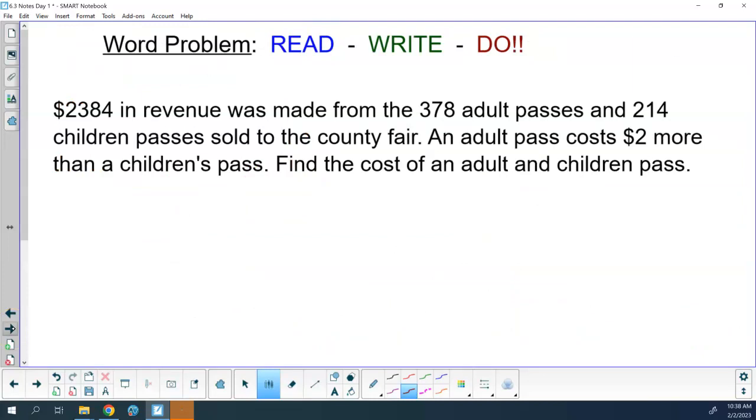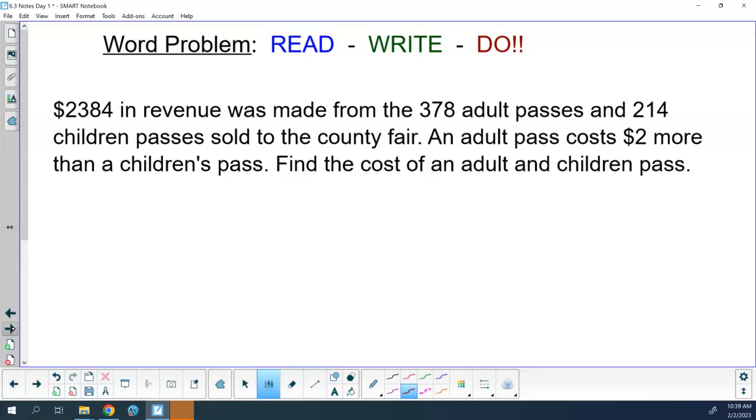Word problems. First you got to read it, then you got to write it out, then you got to do it. Okay? So if I'm reading it: $2,384 in revenue was made from the 378 adult passes and 214 children passes sold to the company. An adult pass costs $2 more than a children's pass. Find the cost of an adult pass and a children's pass.